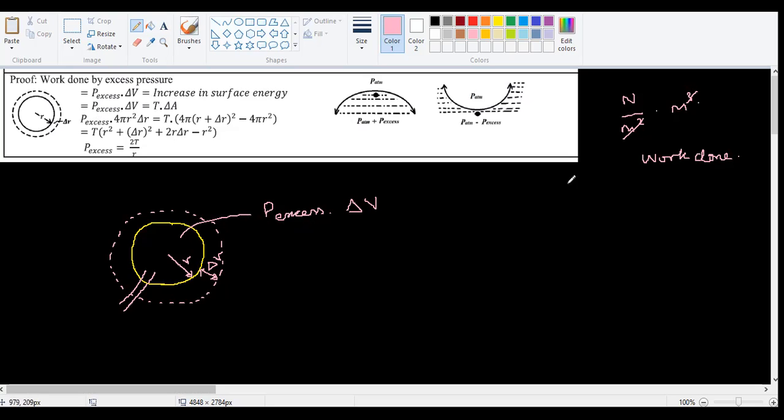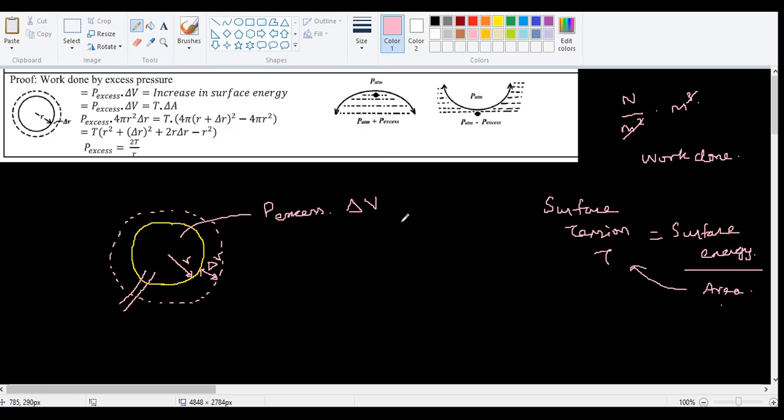And what is surface energy? We already studied in the last class. Surface tension T is equal to surface energy divided by area. So that means T into area is the increase in surface energy. So surface energy is equal to this into this, I'm just doing the cross multiplication. Now, what is the change in volume? This is simple mathematics. You have a sphere and then it is increasing to a bigger volume.